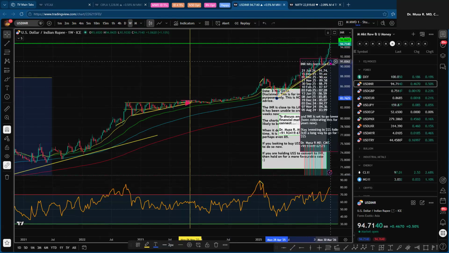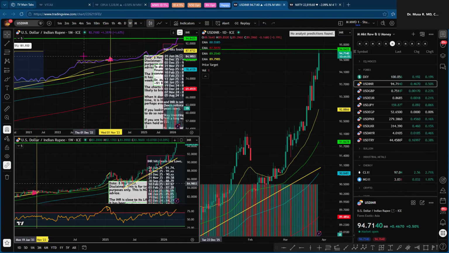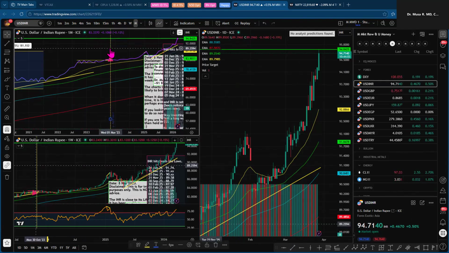Right, a bit of a mess. Sorry about that. That's just the number of studies that I have been doing on the Nifty, oh, sorry, on the USD INR and posting this on various groups that I am a part of, right?